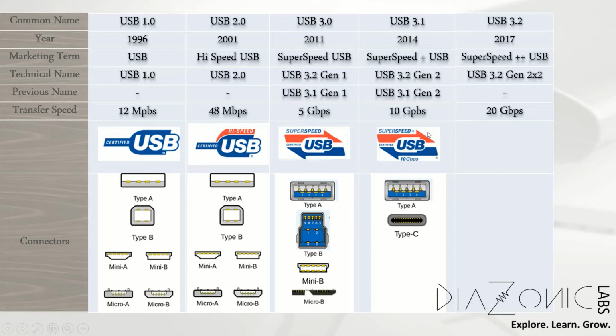So what they did was, in the previous version, where it's 3.1, there was one lane of USB, and there was another lane added, hence the name Gen 2x2. So there was an extra lane which was added. Hence the speed doubled from 10 to 20.